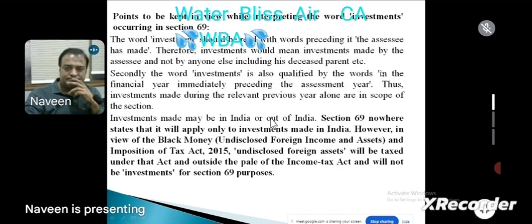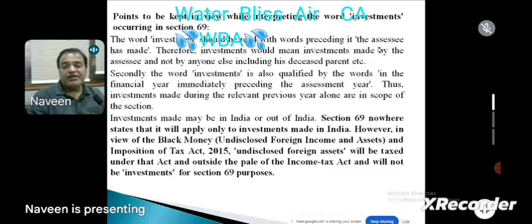Now there are main points to be kept in view while interpreting the word investments occurring in section 69. The word investment should be read in accordance with the words preceding it: the associate has made. Therefore, the investment should be investments made by the associate only and not by anyone else, including his deceased parent, etc. Secondly, the word investment is also qualified by the words in the financial year immediately preceding the assessment year. Thus, the investments made during the relevant previous year alone are in the scope of this section.